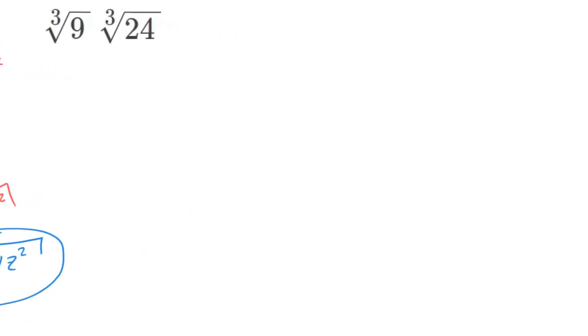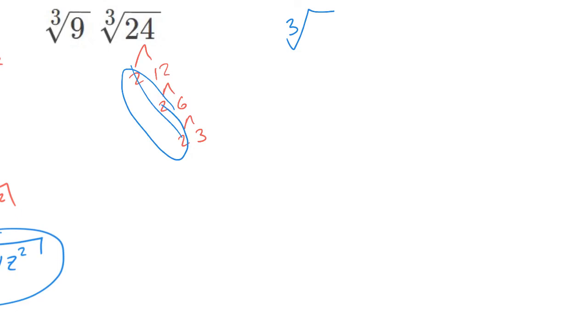Now, the 3rd root of 9, 9 breaks down into 3 times 3, so we can't actually break that down. The 3rd root of 24, well, this breaks into 2 times 12 and 2 times 6 and 2 times 3. Well, hey, this is going to work out well. We can take these factors of 2 out, and because it's a cube root, we'll be left with 2 on the outside. So now we have the 3rd root of 9 times 2 times the 3rd root of 3.